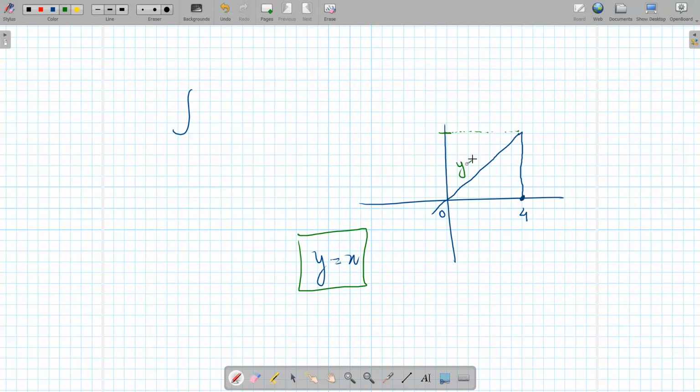This line is y equals x. When the x value is 4, what's the y value? 4. What's the area of this triangle? 16 over 2, right? Base times height over 2. Base is 4, height is 4. So it'll be 8.